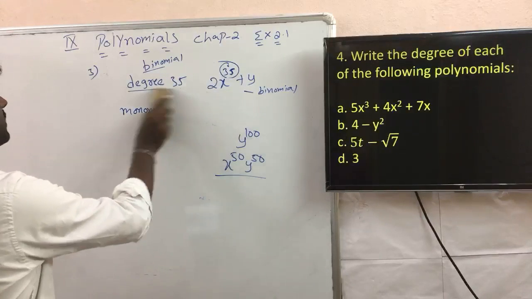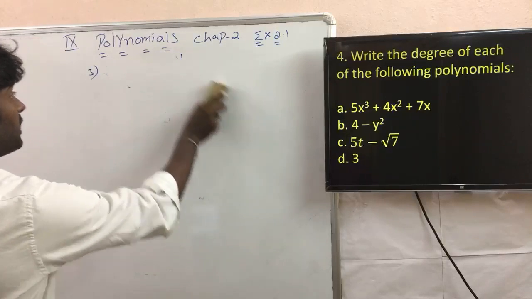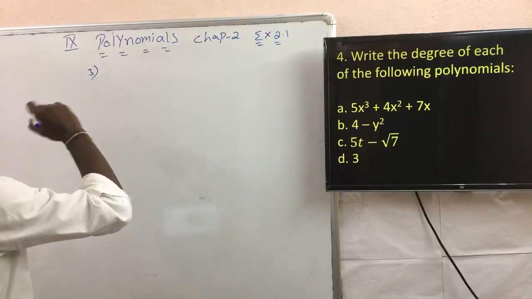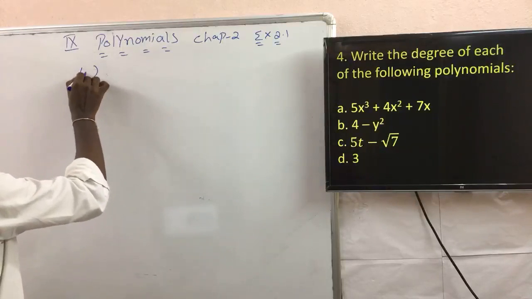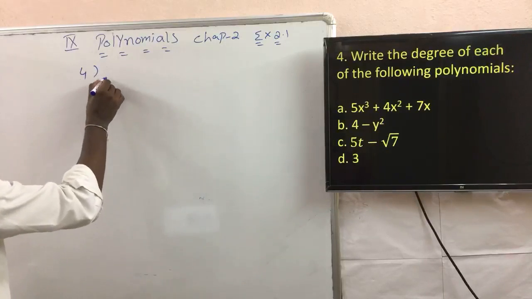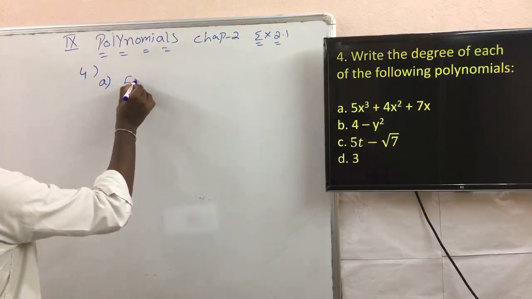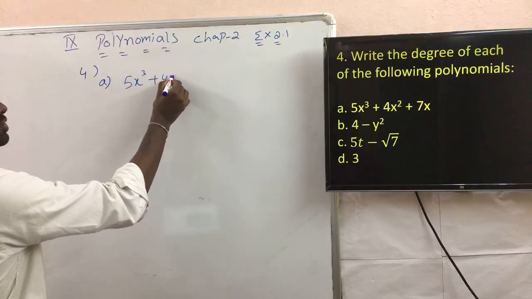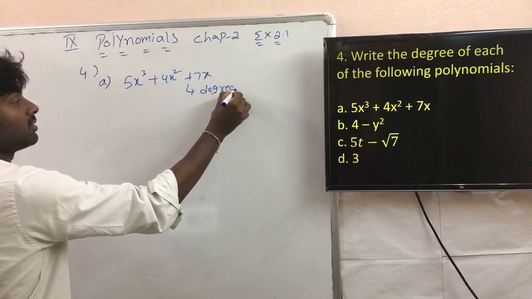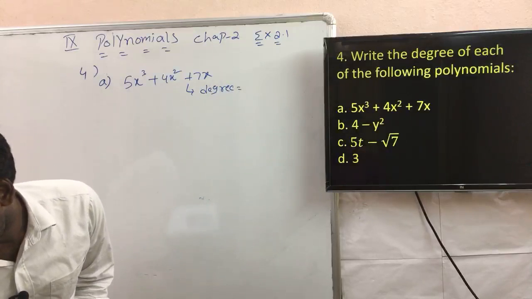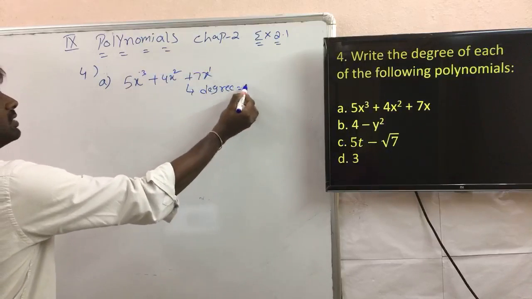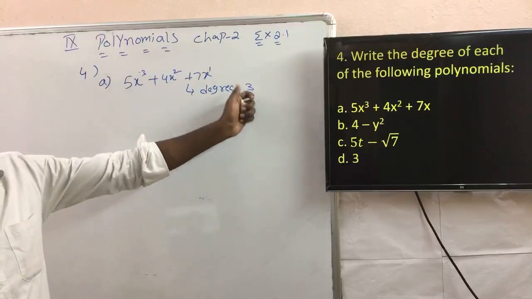Now we have to find the degree of each of the following. So chapter 2, exercise 2.1, fourth sum, we have to find the degree of each of the given polynomials. The first one is 5x cube plus 4x square plus 7x. I need degree of this polynomial. See, highest power is 3 here, so the degree of the given polynomial is 3.